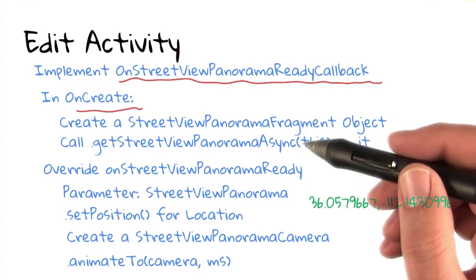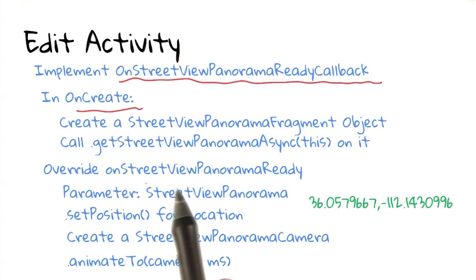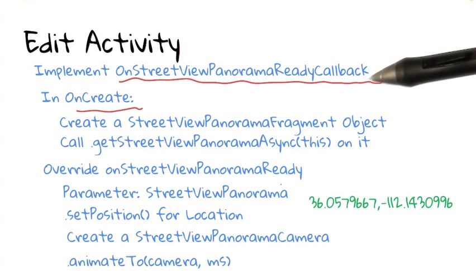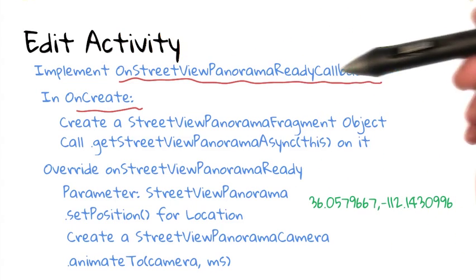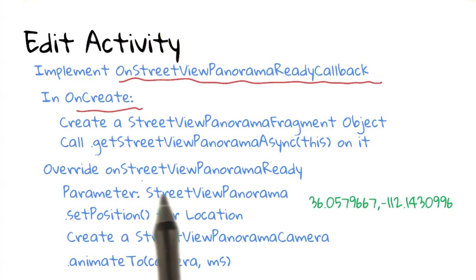Next, you have to create an override, and it's the override for onStreetViewPanoramaReady. And this is because you've implemented the onStreetViewPanoramaReady callback. The onStreetViewPanoramaReady override takes a single parameter, and this is the StreetViewPanorama, and you just give that an object name. For example, you could just call it panorama.